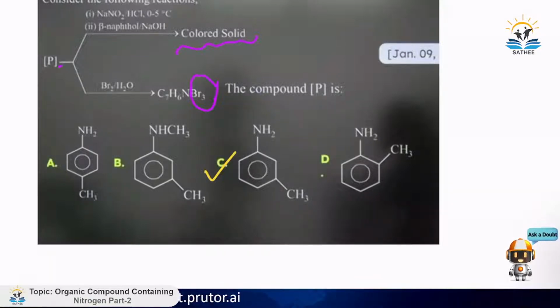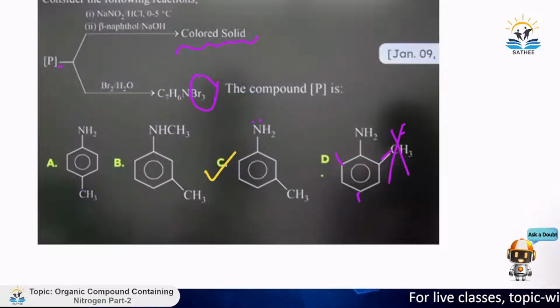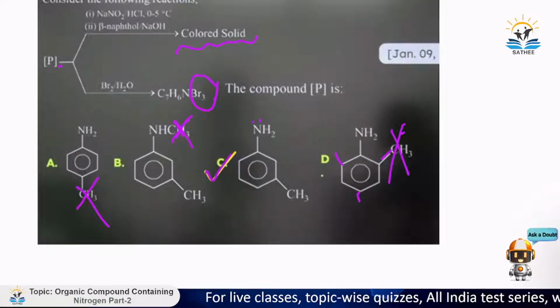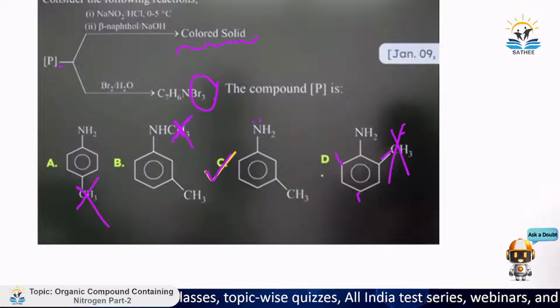It happens when there is strong ortho and para directing. So ortho and para directing means here bromine should be attached. Here already CH3 is there, it cannot be the answer. Here also already CH3 is there, and it is not aniline only. So these three are already cancelled. So this is obviously the answer. But we will see what happens when this reacts with NaNO2, HCl, and then beta naphthol.